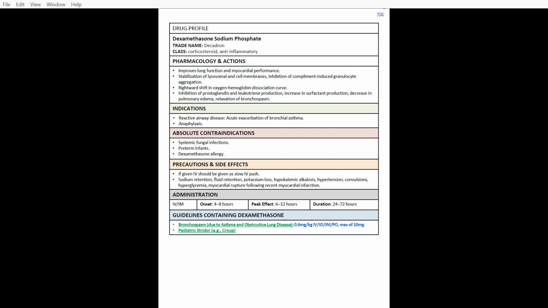The way that Decadron works is it improves lung function and myocardial performance. It stabilizes lysosomal and cell membranes, basically by the inhibition of complement-induced granulocyte aggregation. What that means is a granulocyte is a type of white blood cell with granules in it, and this prevents those white blood cells from clumping together, which can damage vessels.